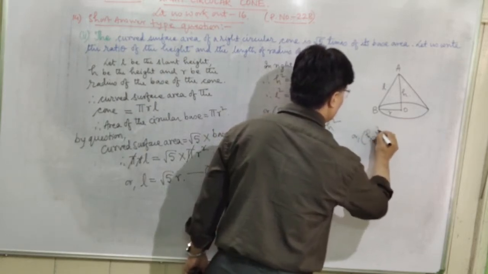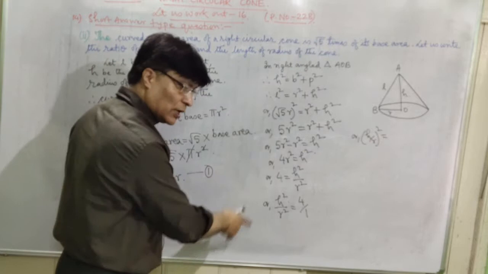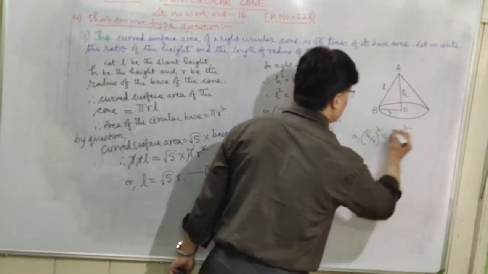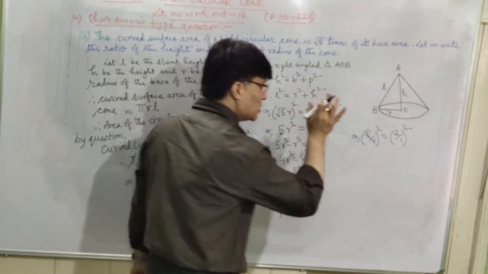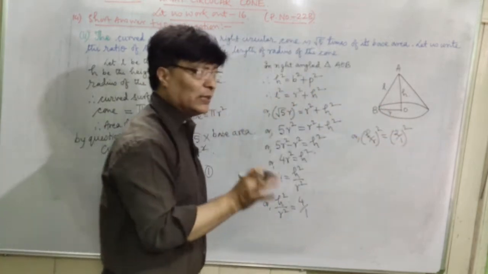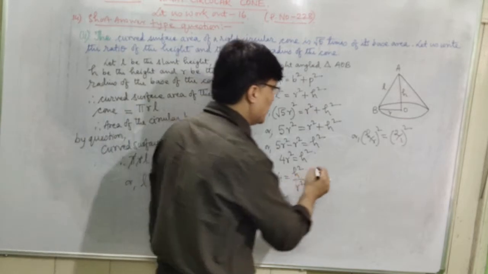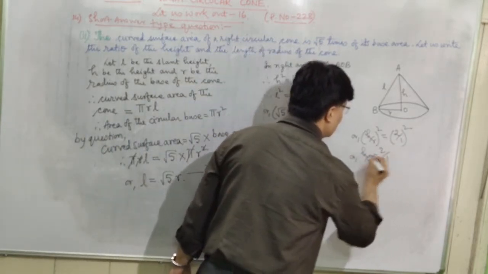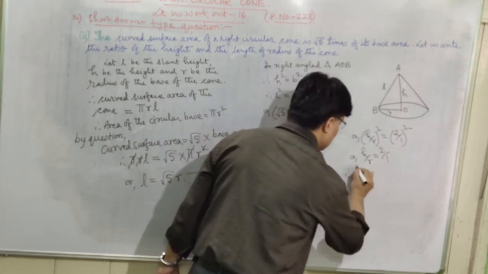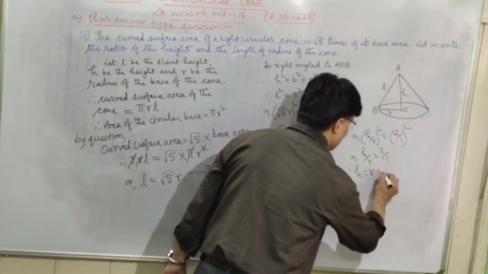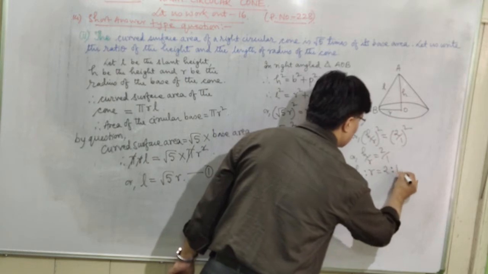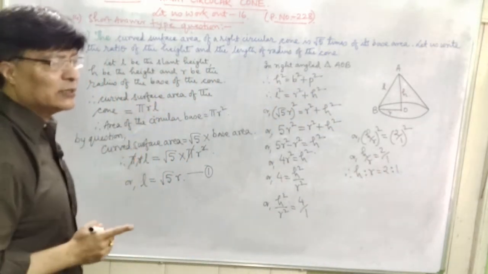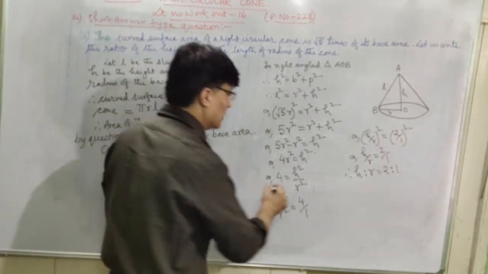h by r whole square is equal to, how will you write 4 by 1? It is 2 by 1 whole square. Right? So here the powers are equal. If the powers are equal, bases must be equal. That means h by r is equal to 2 upon 1. That is h is to r is equal to, how much is it? It is 2 is to 1. That is, what is the ratio of the height and the length of the radius of the base? It is 2 is to 1.